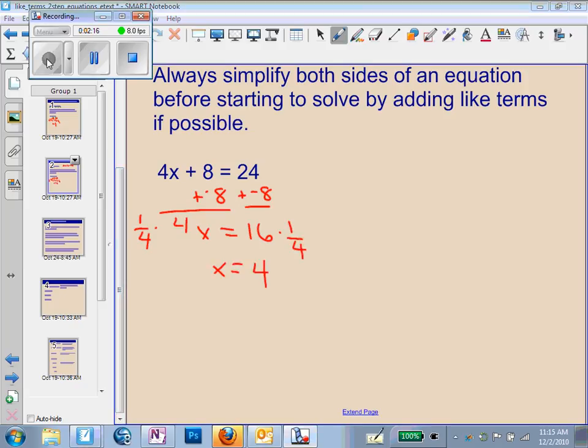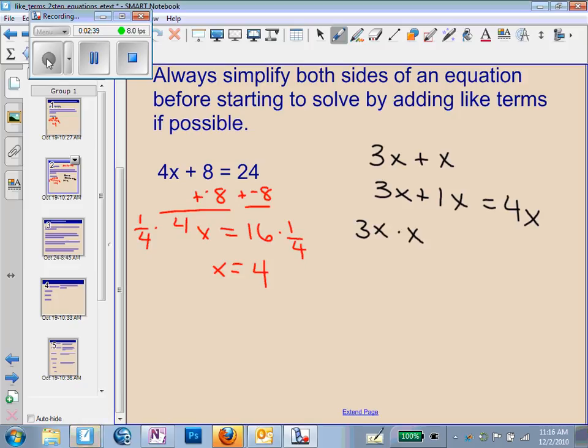Now, I want to clarify very quickly the difference between multiplying and adding when we're dealing with variables. If we have, say, 3x plus x, that's the same as 3x plus 1x, which equals 4x. That's different than when we multiply. When we multiply 3x times x, that's the same thing as 3x times 1x. This is where we actually end up with an x squared. We multiply the coefficients, and we add our exponents, which are understood to be 1. So notice the difference between adding like terms versus multiplying.